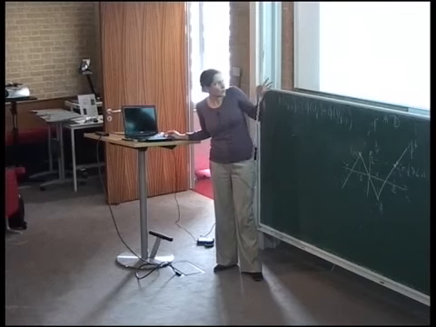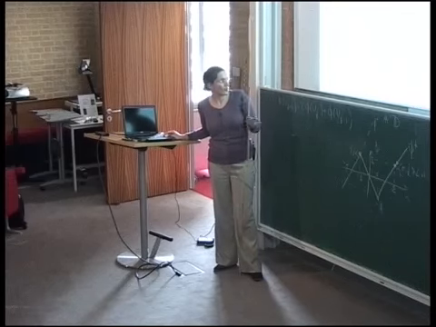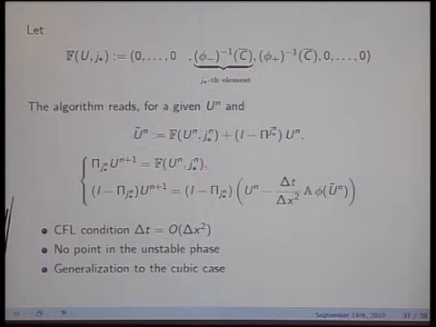So in the end, you have this kind of algorithm that I don't want to detail. There is a CFL condition, of course, since it's a fully explicit scheme, you cannot hope for a miracle. So it's a parabolic condition, but there are no points in the unstable phase, and it's fairly easy to generalize to the cubic case.